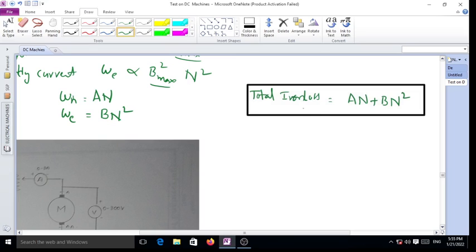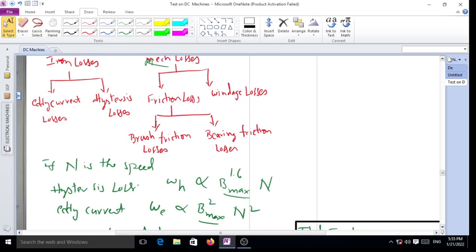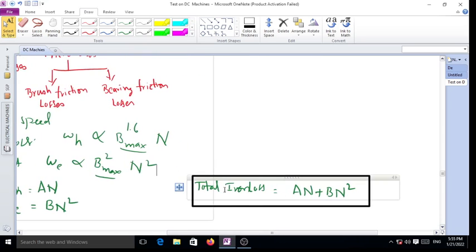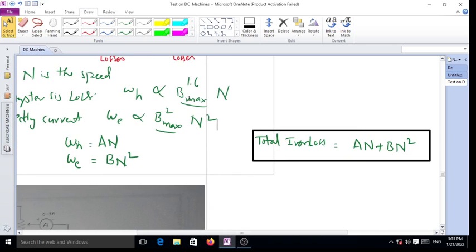So the iron losses are classified into eddy current and hysteresis losses, and combined we write iron loss is equal to A n plus B n squared. Here A involves the maximum flux density to the power of 1.6, and B involves the maximum flux density squared. We are just taking these as constant values, A and B.